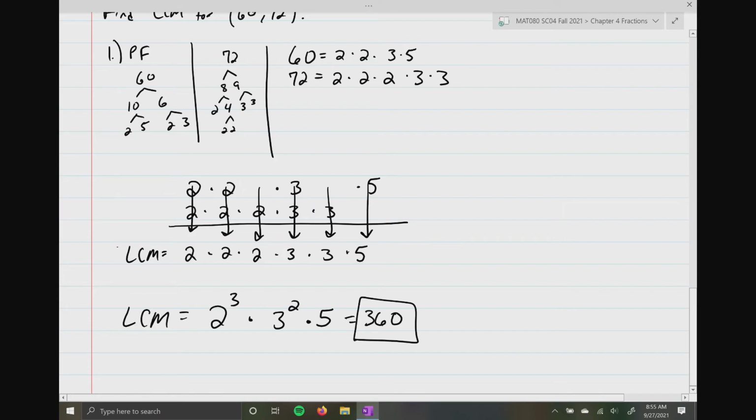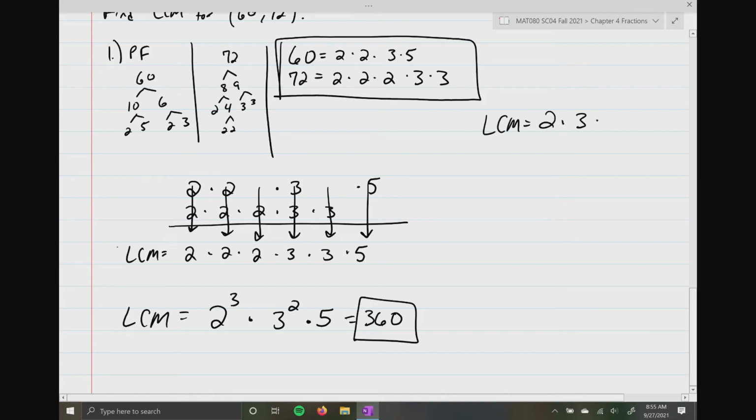Here's what I'm saying, Kim. If we came all the way back up into here, the product of unique primes is 2 times 3 times 5. Now, I'm looking for just the most number of 2's in any one prime factorization. So in the number 60, there are 2 2's. But in the number 72, there's 3 of them. So I know that exponent is going to be a 3.